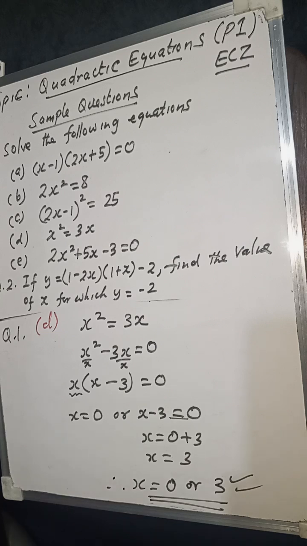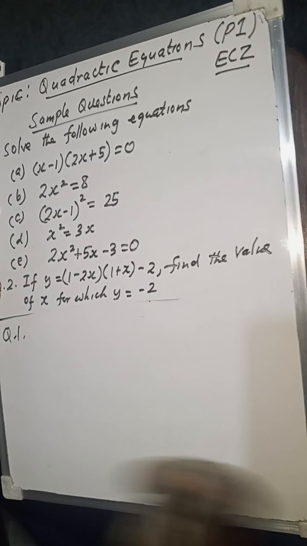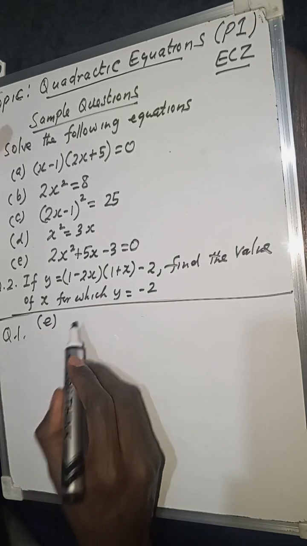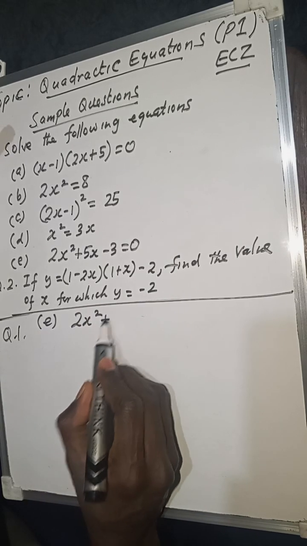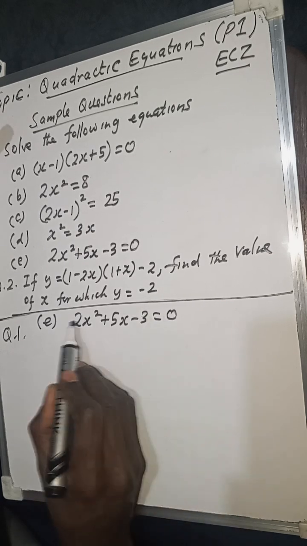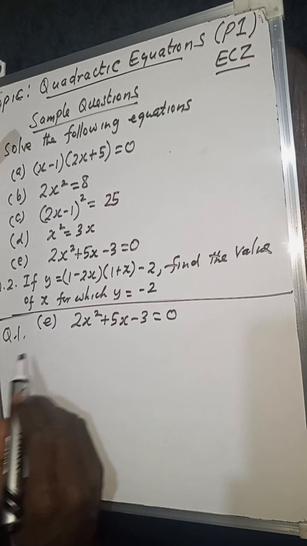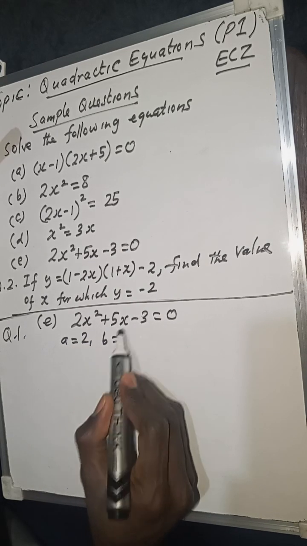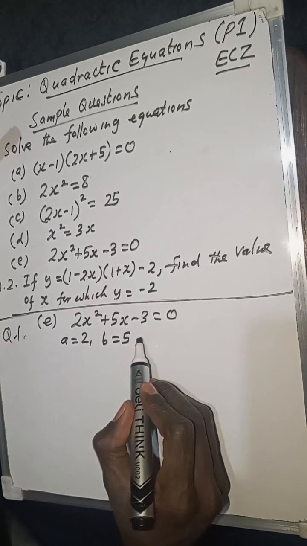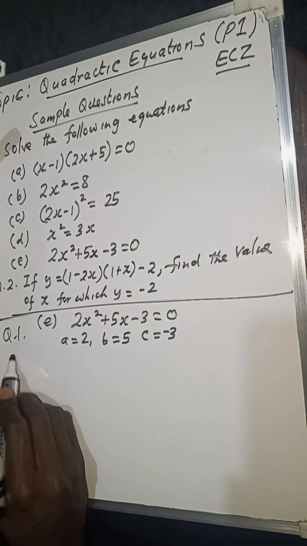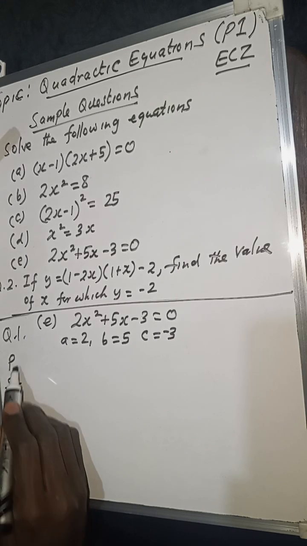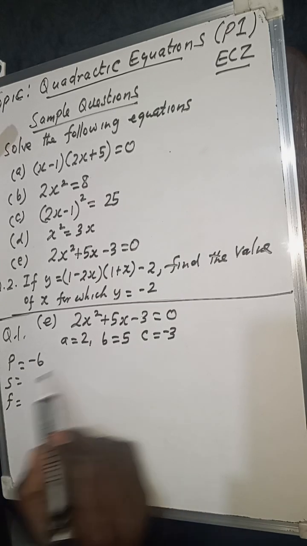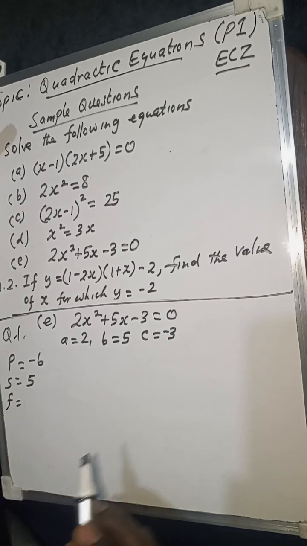All right, let's move on to the E part so that you can see how you can go about that one. That is our last question. E says we have 2x squared plus 5x minus 3 is equal to 0. When you find such a quadratic equation, you need to identify your A, the coefficient of x squared, which is 2, your B, the coefficient of x, which is positive 5, and your constant C, which is negative 3. So you need to come up with product, sum, and factor. How do you get the product? 2 times negative 3, which is negative 6, then the sum is the B that you have, which is a positive 5.